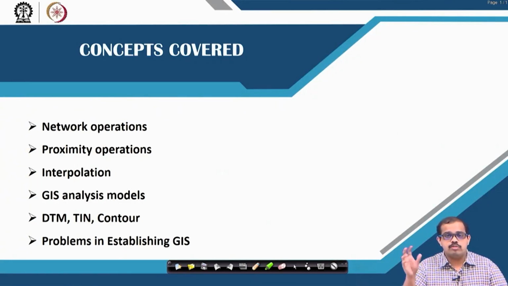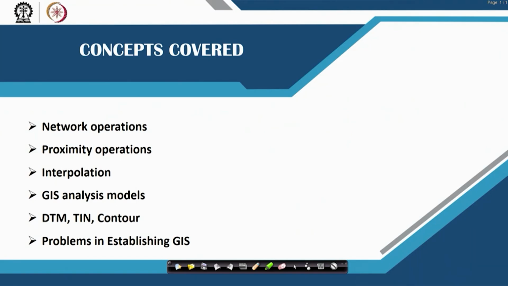GIS analysis models, what the different models of analysis are, then looking at DTM. We have already spoken about what we mean by a DTM, and how it is very different from your DSM. Then looking at the TIN model, the contour model, etc. Then problems in establishing GIS, that is the last topic that I would speak about in this particular class.